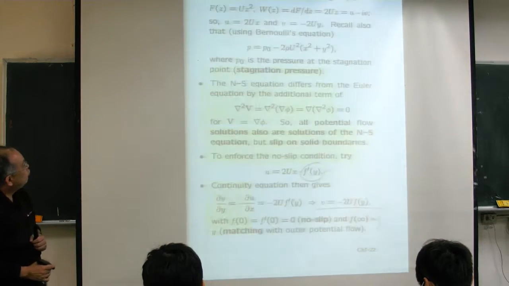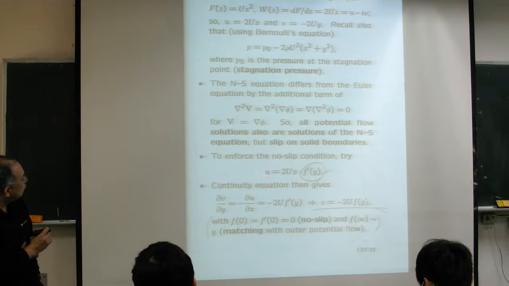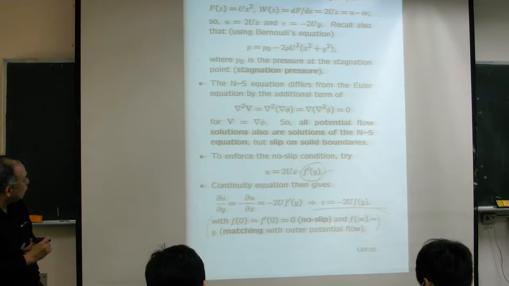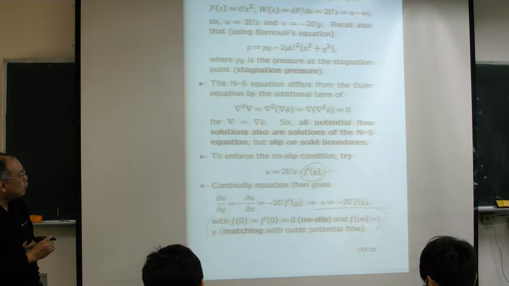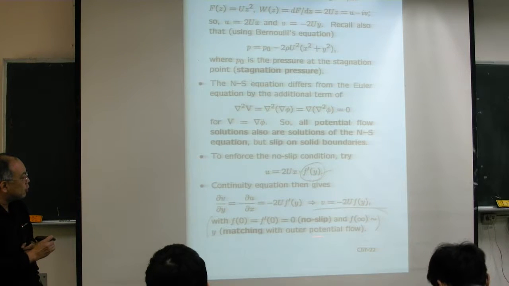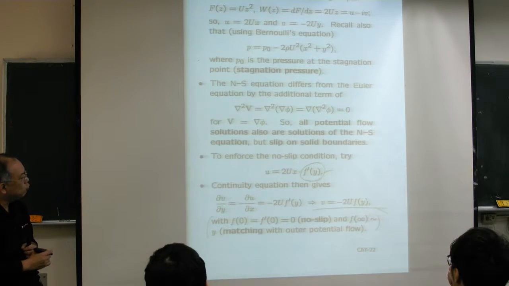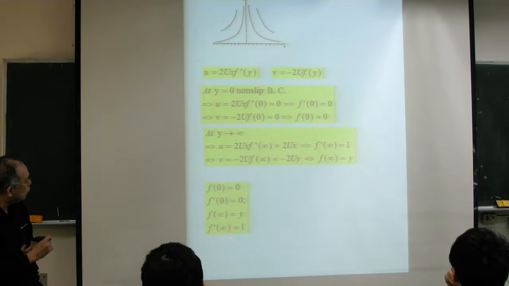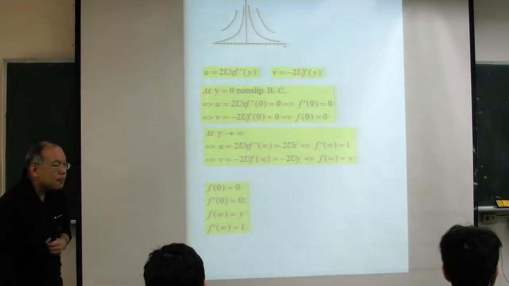So we go back to our lecture note. Our lecture note is we modify this, and then this is from the no-slip boundary condition. We have this equal to 0. So once you assume that, if you can match this, our no-slip boundary condition can be satisfied. Okay, when y goes to infinity, you should be matching with the outer potential flow solution. So we have f equal to y, okay, and f prime equal to 1. You see this f prime equal to 1 here. Okay, can you follow me?